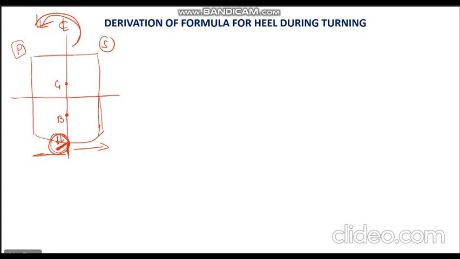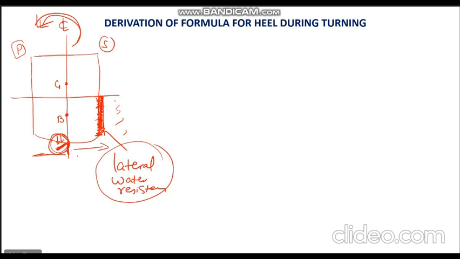Okay. Now, when she is turning, there is resistance on this part, yes or no, beta? Yes, sir. That is called lateral water resistance. Okay. This lateral water resistance, in this case, when you are turning in a circular motion to port, is going to act on the starboard side. If you are turning to starboard, it will act on the port side. This lateral water resistance in case of a ship in a uniform turn is the force which provides the required centripetal force.